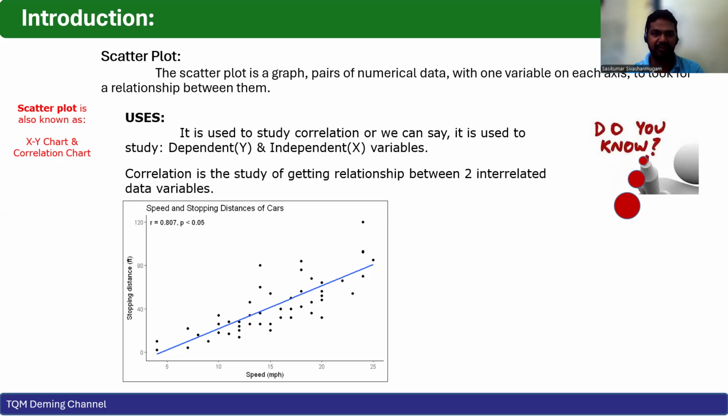It is used to study the dependent and independent variables. What is a dependent and independent variable? For example, we can take an XY axis. Say we are going to travel a particular 100 kilometer distance, and we are running the scooter at 40 kilometers per hour. We can reach in around 2.4 hours. But if we go at a speed of 60 kilometers per hour, we can reach in 1.5 hours. So when we increase the speed, the time is reduced.